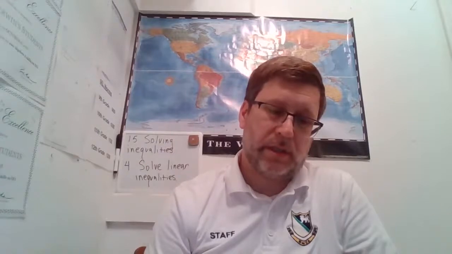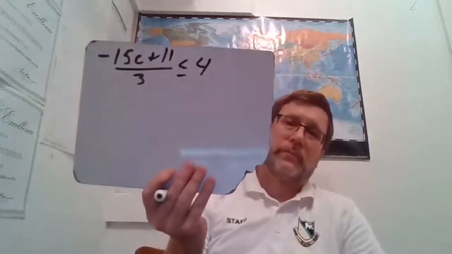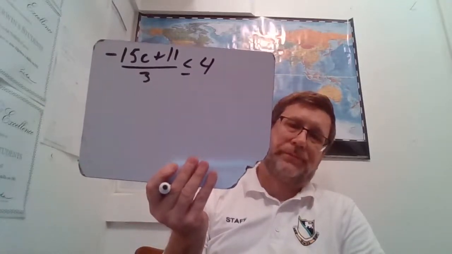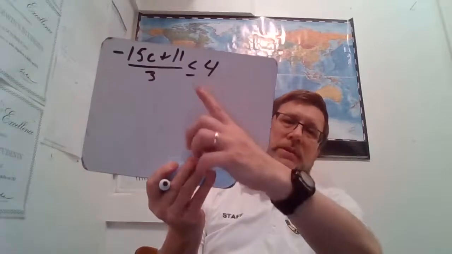The next problem is truly an Algebra 2 problem. Welcome to Algebra 2. This is an Algebra 2 problem. It's negative 15c plus 11 all over 3 is less than or equal to 4. You might say, whoa, whoa, whoa. Let's break it down, though.